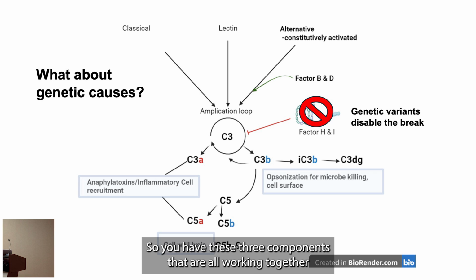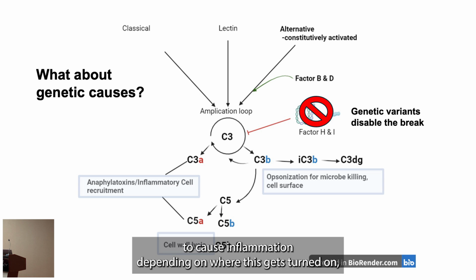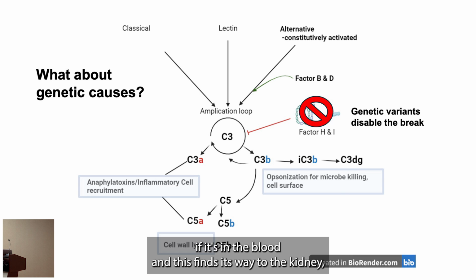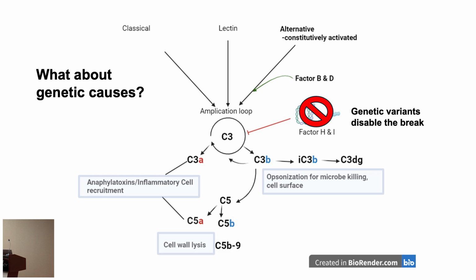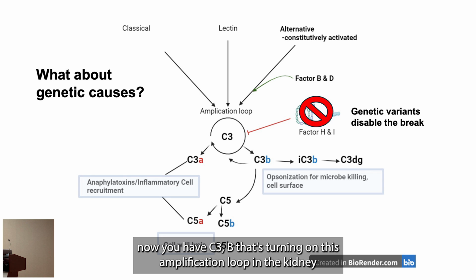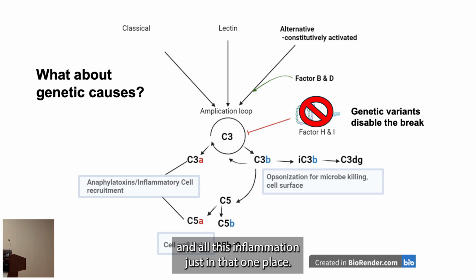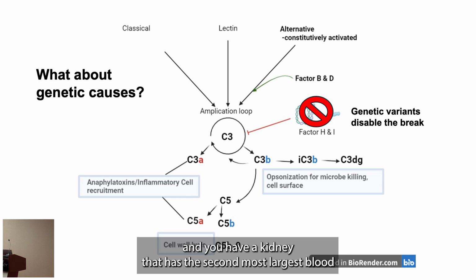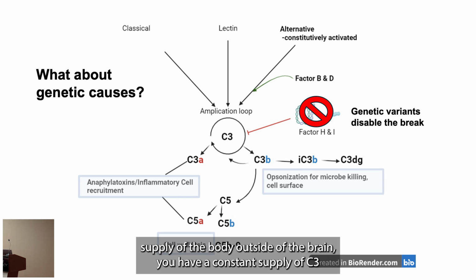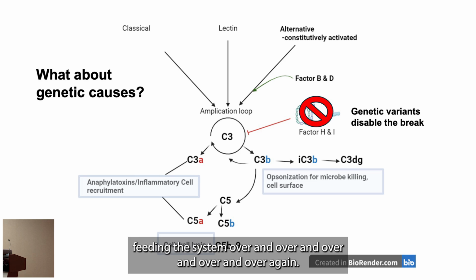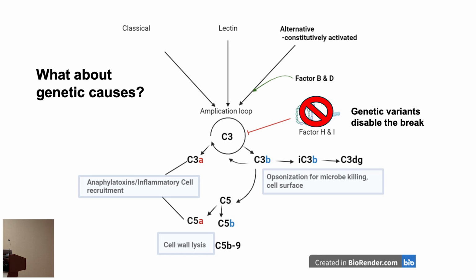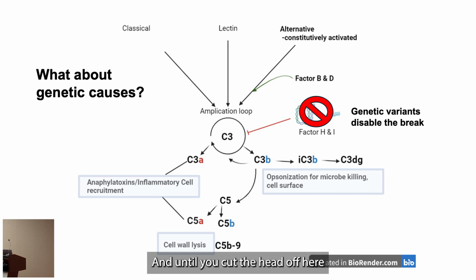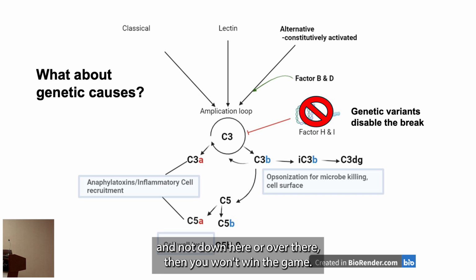So you have these three components that are all working together to cause inflammation, depending on where this gets turned on. If it's in the blood and this finds its way to the kidney, now you have C3b turning on this amplification loop in the kidney, and all this inflammation in that one place. The filter system is a delicate system. If you turn on the inflammation and you can't turn it off, and you have a kidney that has the second largest blood supply of the body outside of the brain, you have a constant supply of C3 feeding the system over and over again. Until you cut the head off here and not down here or over there, you won't win the game.